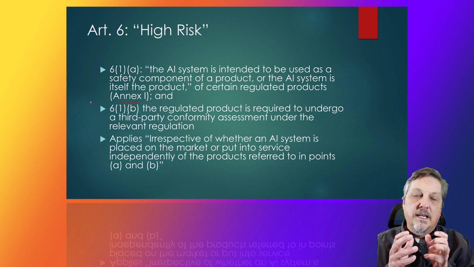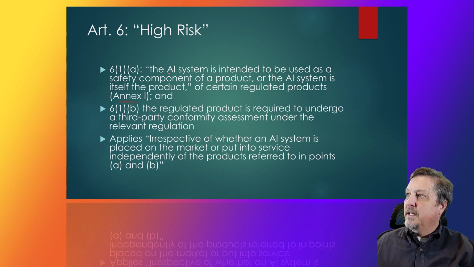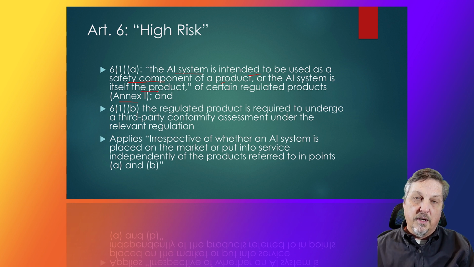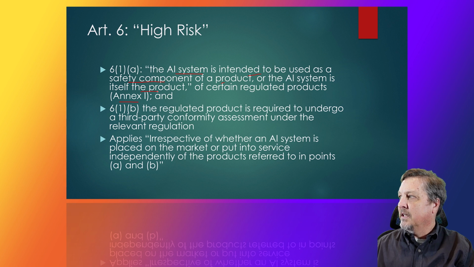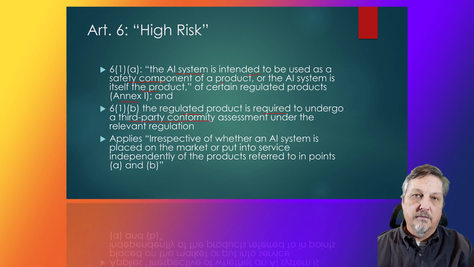Now for these Annex 1 type products, the AI Act gives us a two-part test. So is it an AI system that is intended to be used as a safety component of an Annex 1 product? Or if the AI system itself is the product listed in Annex 1, and is that regulated product required to undergo a third-party conformity assessment under the relevant regulation?